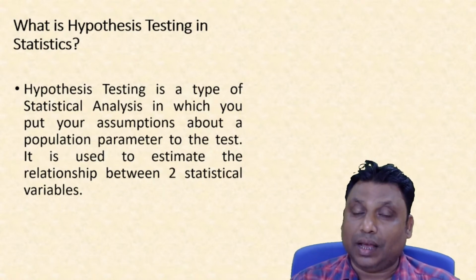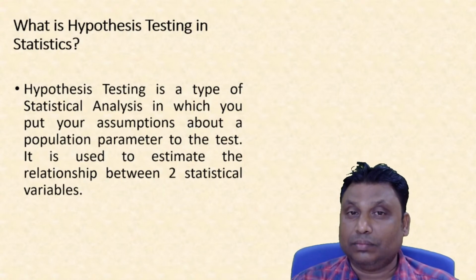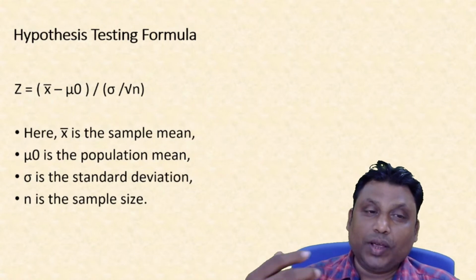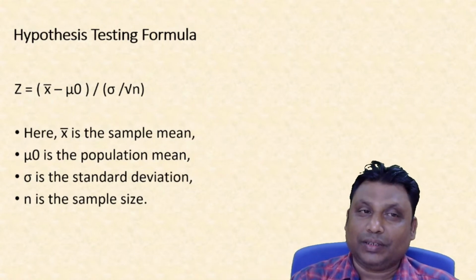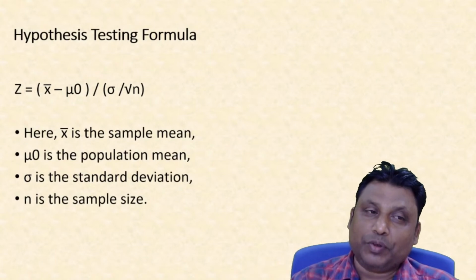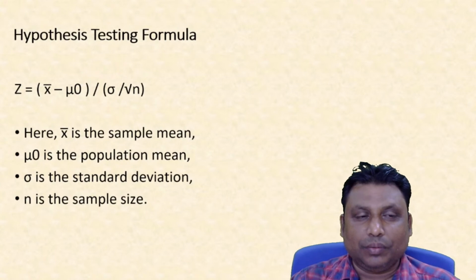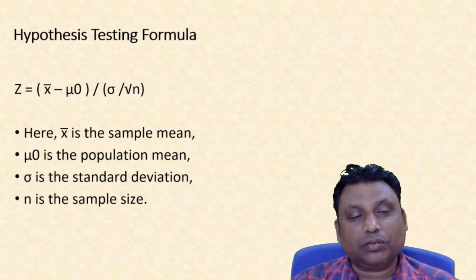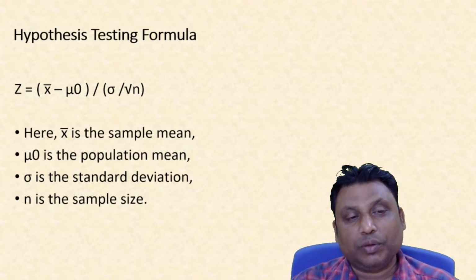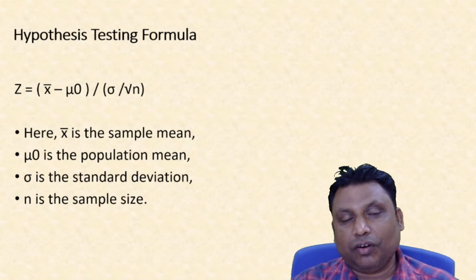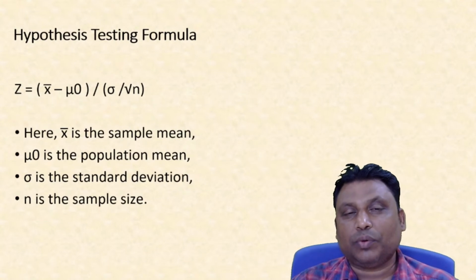That means either bad, not bad. Now we are taking some conclusion. First we have to use this formula: z equals x bar minus mu 0, divided by sigma over root n. Here x bar is the mean of the sample, or sample mean. Mu 0 is the population mean, sigma is the standard deviation, and n is the sample size. So these four values are required for the hypothesis testing formula.